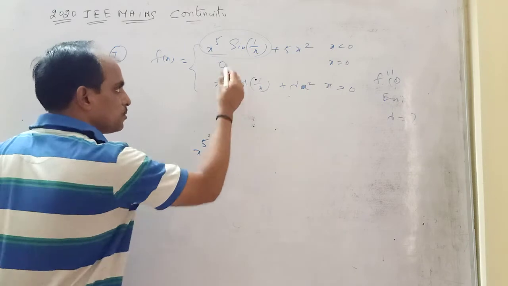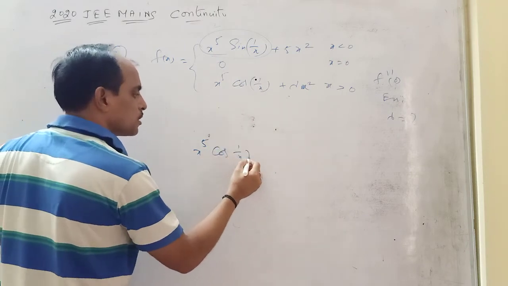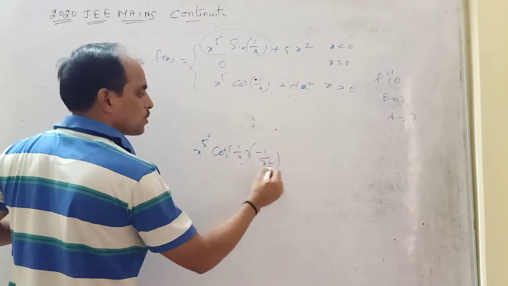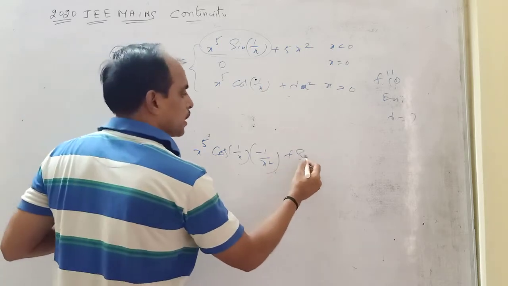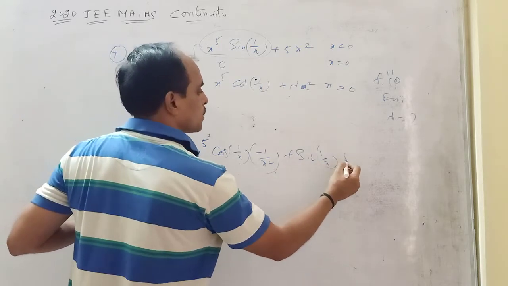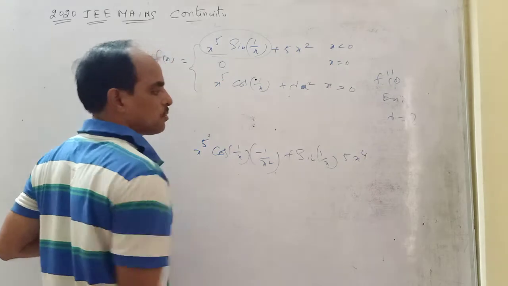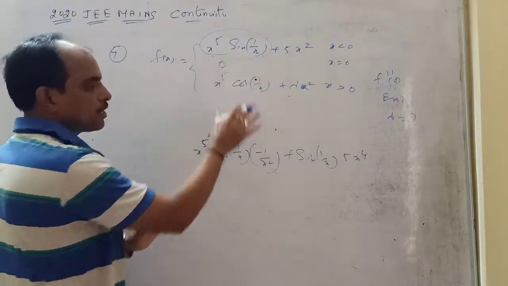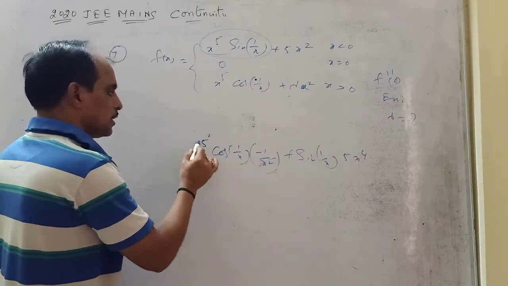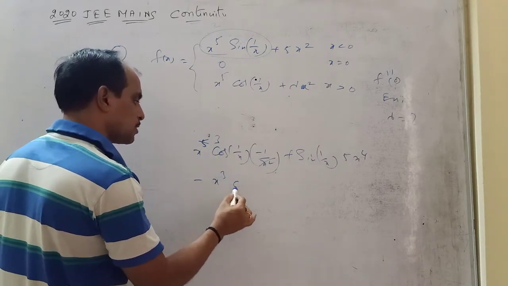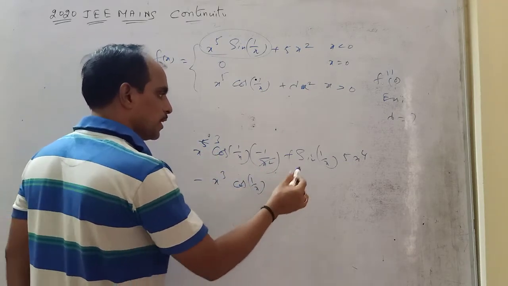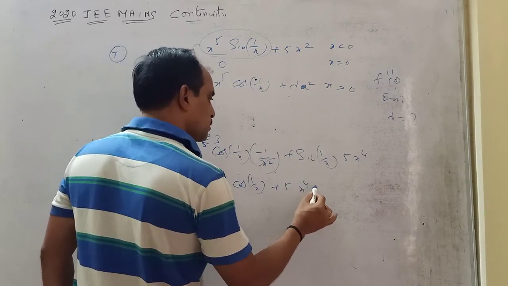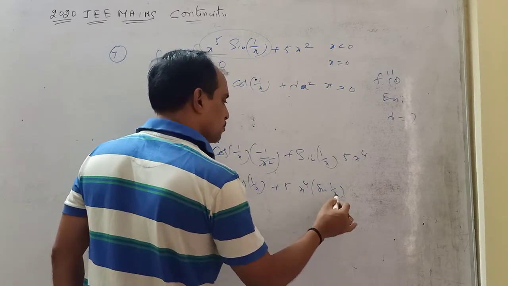x power 5 into sine of 1 by x: derivative of sine is cos, and the derivative of 1 by x is minus 1 by x square, plus sine of 1 by x into the derivative of x power 5, which is 5x power 4. Just see up to here only. Now you see, it is minus x cube into cos of 1 by x plus 5x power 4 into sine of 1 by x.